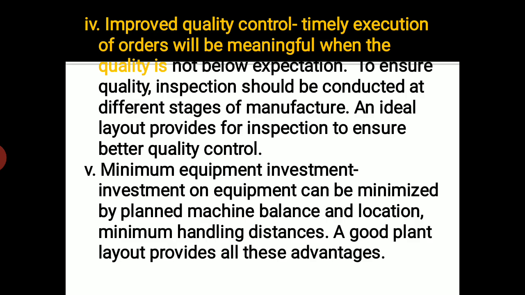The next is minimum equipment investment. If you know how the place that we are going to use, how we are going to make the arrangement, then the investment also can be reduced. How? Investment on equipment can be minimized by planned machine balance and location, minimum handling distances. A good plant layout provides all these advantages.